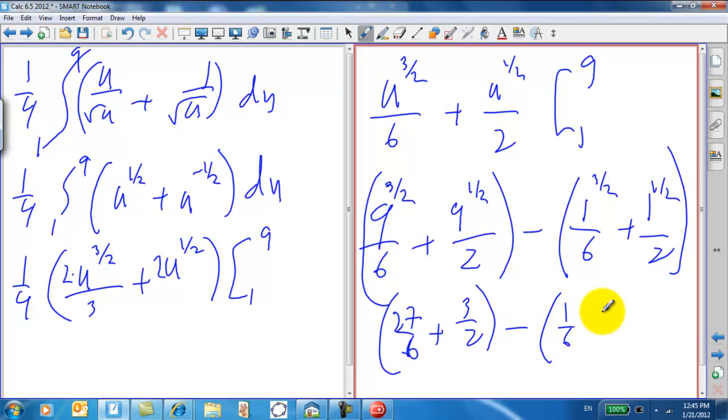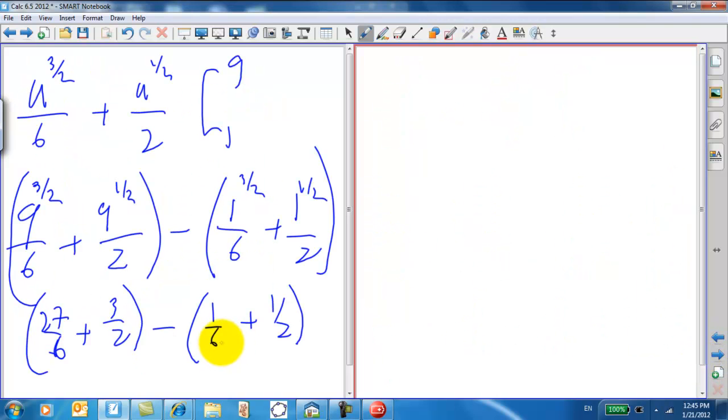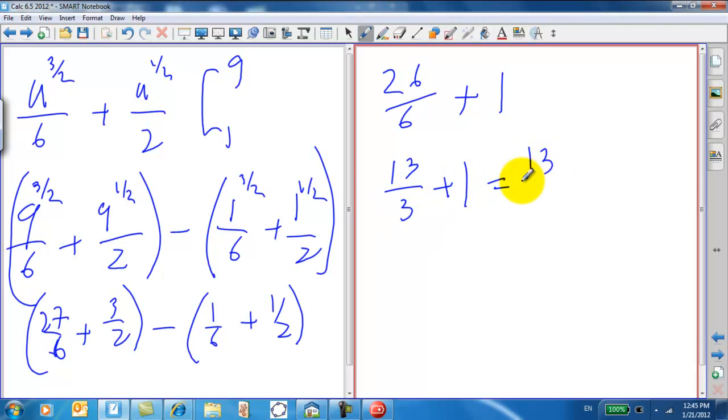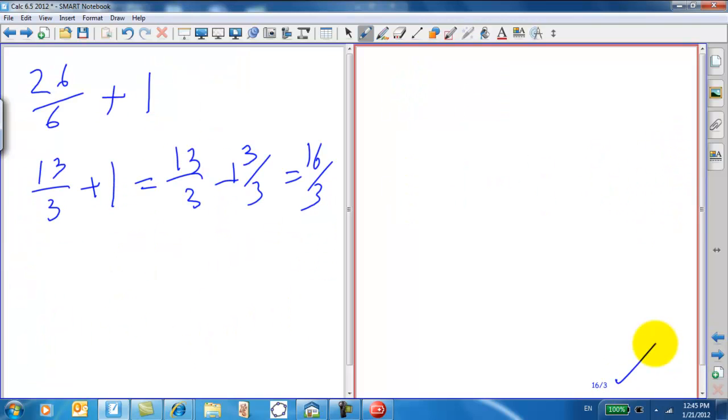minus 1/6 plus 1/2. And a trick you can do here is deal with the two fractions that have the same denominators, so we get 26/6 plus 3/2 minus 1/2 is 2/2, which is 1. So that's 13, take out a 2, 13/3 plus 1. 13/3 plus 3/3 is 16/3. And I believe that checks.